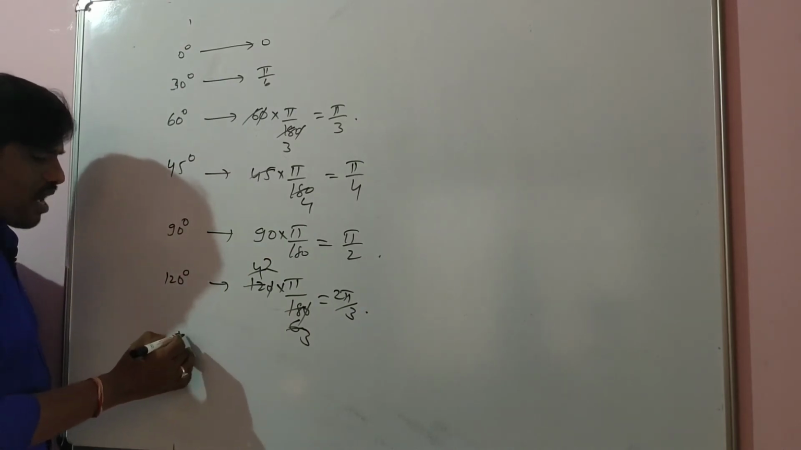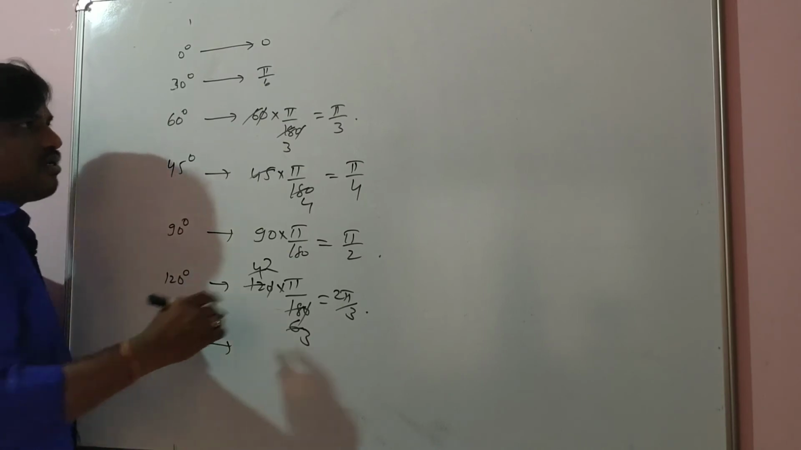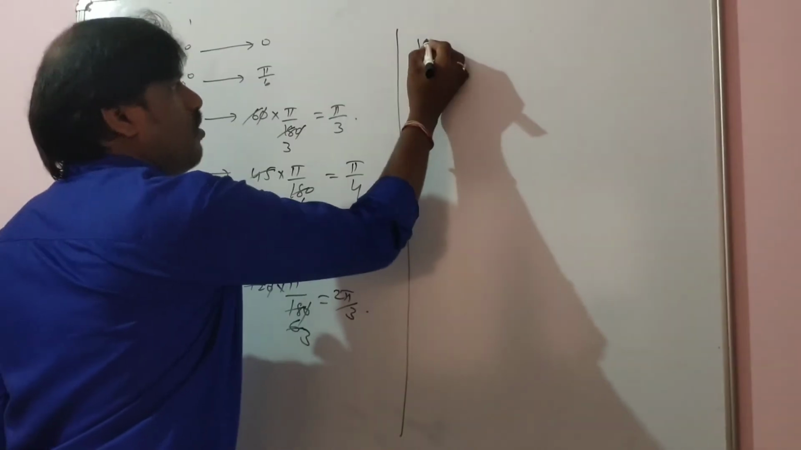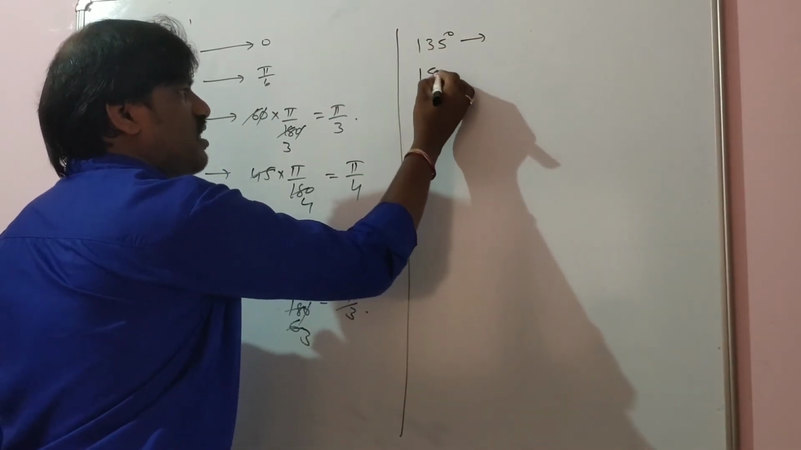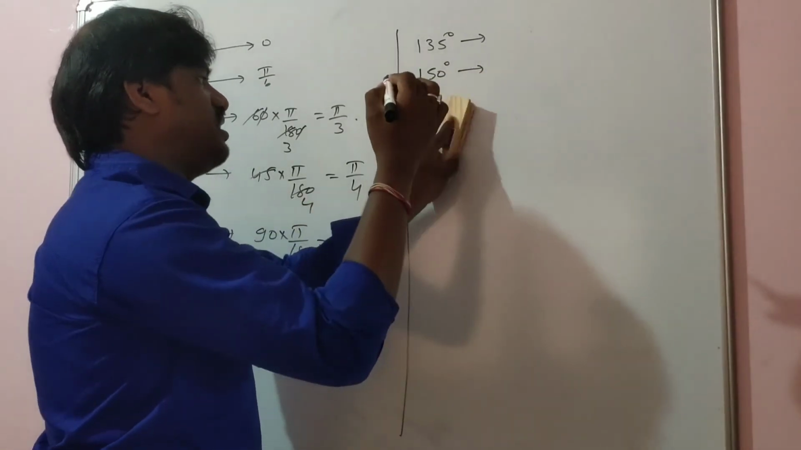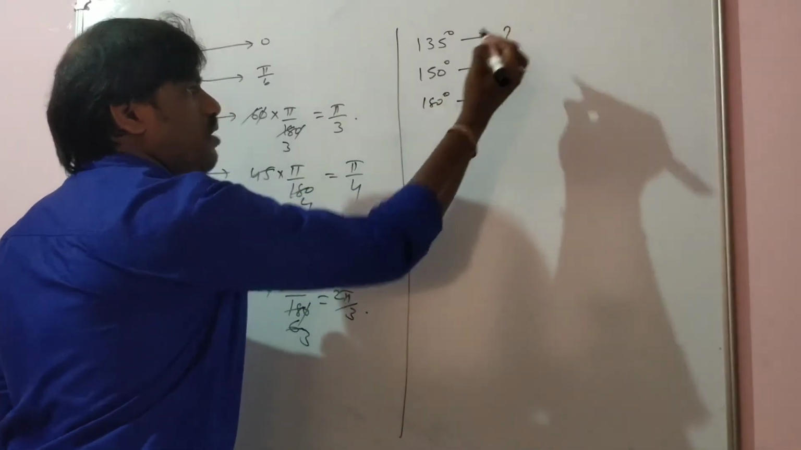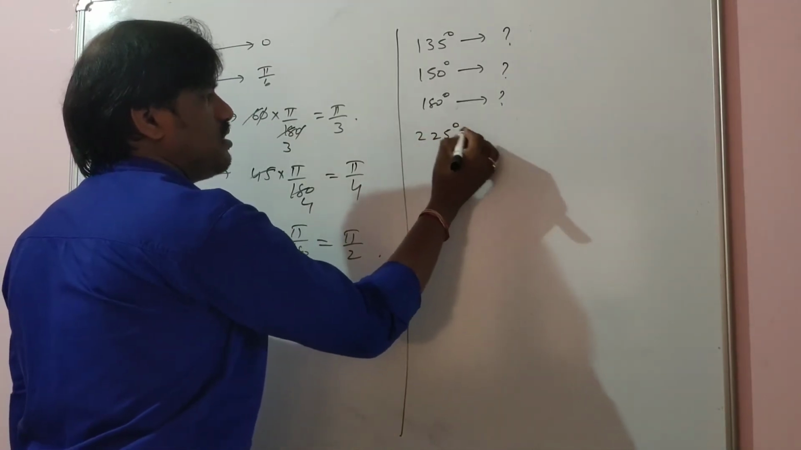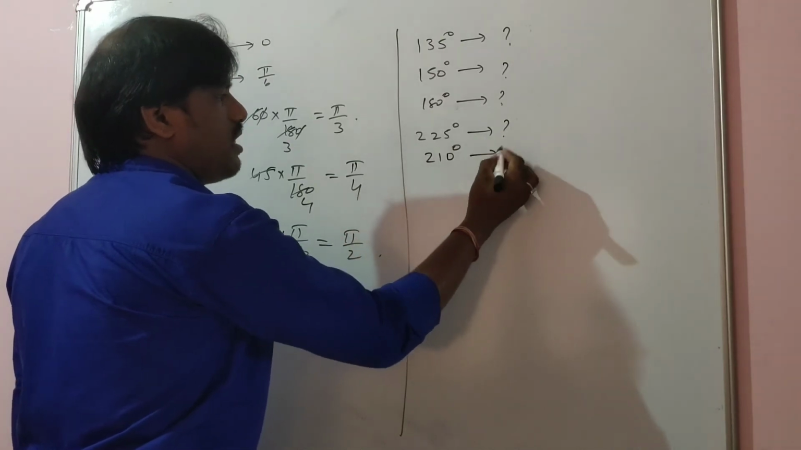Next, what is 150 degrees? 150 degrees, 135 degrees. So what I want to say here is, do these calculations and send them to me in the group. 135 degrees is how many radians? 150 degrees is equal to how many radians? 180 degrees is equal to how many radians? 225 degrees is equal to how many radians? 210 degrees is equal to how many radians?